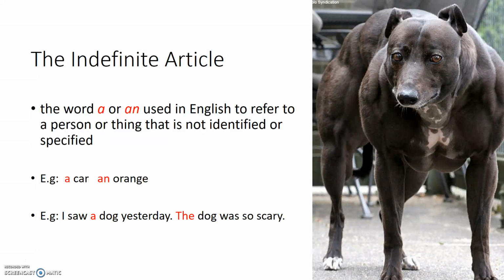For example, I saw a dog yesterday. The dog was so scary. Like you see, we used the article a before the noun. But when we know the dog that we talk about, we use the dog to specify it.